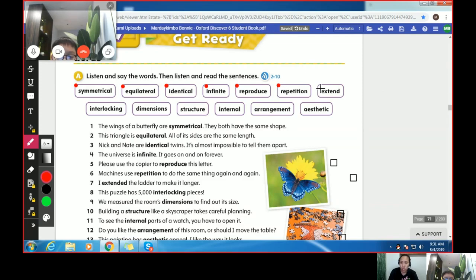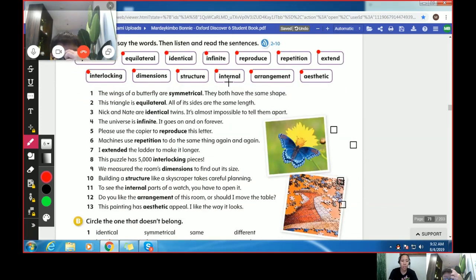Repetition. Extend. Interlocking. Dimensions. Very good. Next. Structure. Internal. Arrangement. Very good. Aesthetic. Very good. Okay, now let's read sentences 1 up to 13.